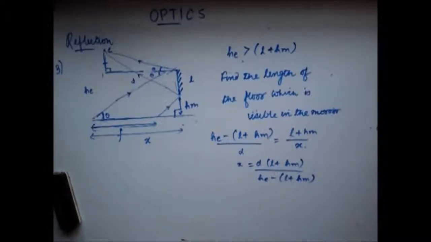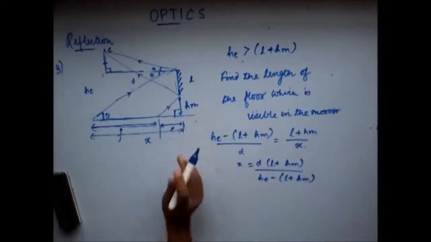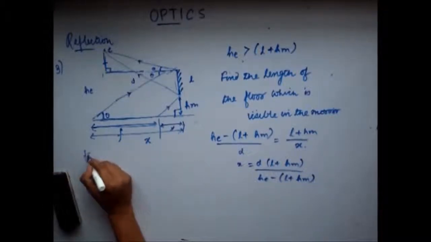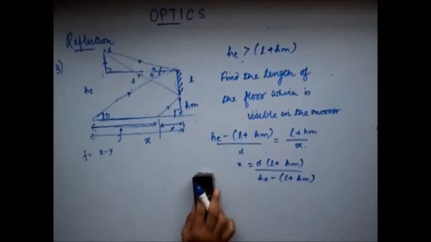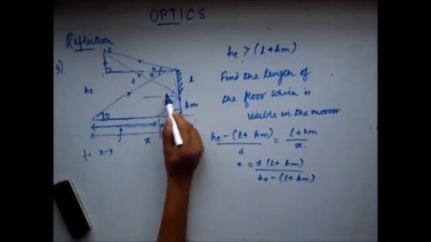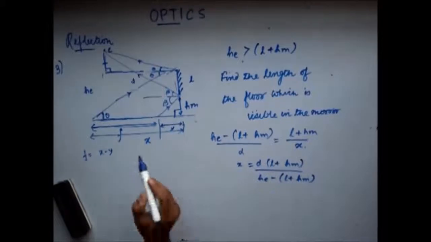Now I need to somehow subtract this distance. If I assume this distance as Y, I need to subtract this distance. So to get the distance F, F is nothing but X minus Y. Okay, so let's do that. Now let's see this point. Let's assume this angle is beta, so this angle is also beta because the angle of reflection is equal to the angle of incidence.